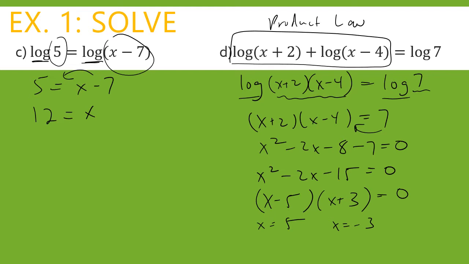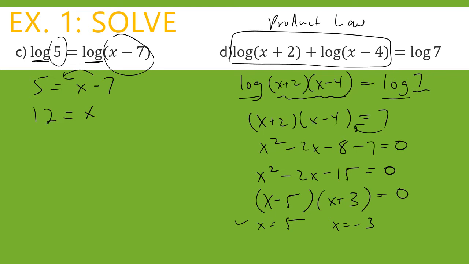Now you have to remember one thing here. Always take those x values and look back at your question. So let's try 5. If I put 5 into the first log, you get 7. Perfect. If I put 5 into the next log, I get 1. Fine, that works. Check. Negative 3. If I put that into the first log, negative 3 plus 2 is negative 1.